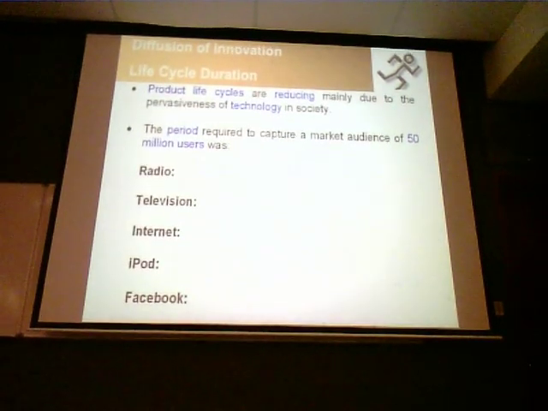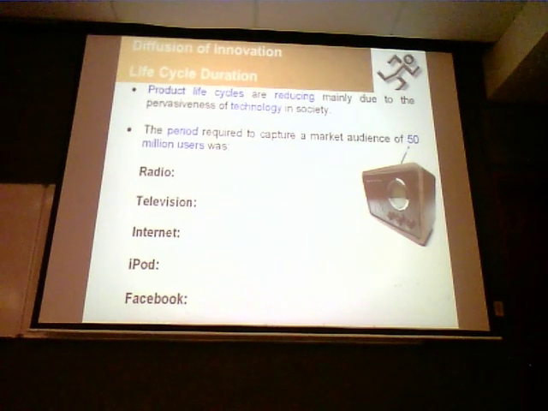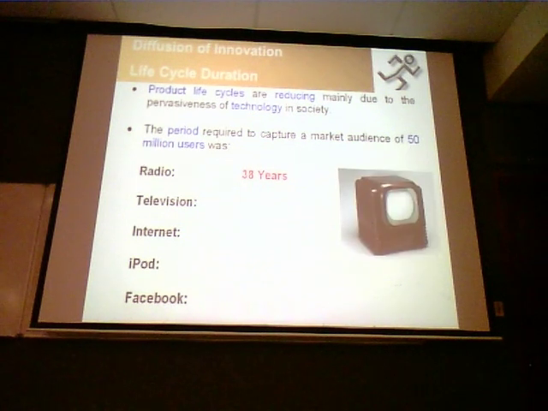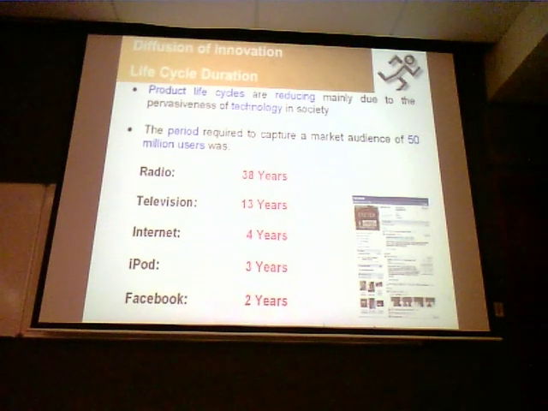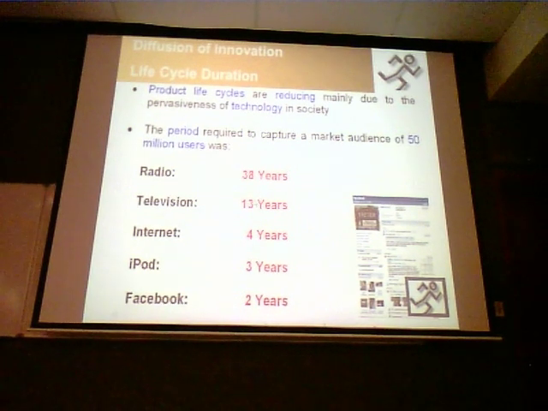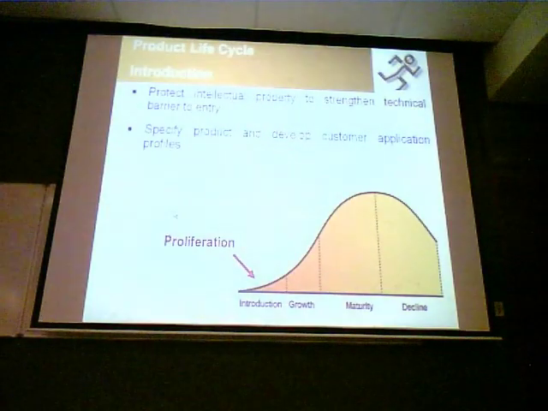The other thing that's going on with the life cycle curve is it's getting smaller. Radio, the period it took to reach 50 million users was 38 years. TV, the period was 13 years, as we just discussed before. The internet was 4 years. iPod, 3 years. Facebook, 2 years. So the life cycle curve is speeding up and they're becoming far more frequent. That's why large corporations are outsourcing their IP and their manufacturing to small corporations to keep up with this rapid increase. So let's have a look at this product life cycle curve.